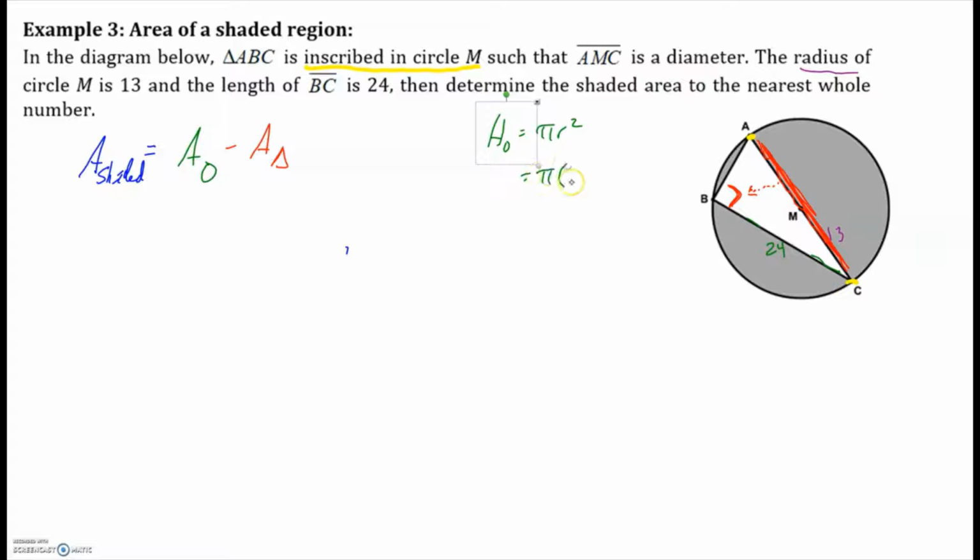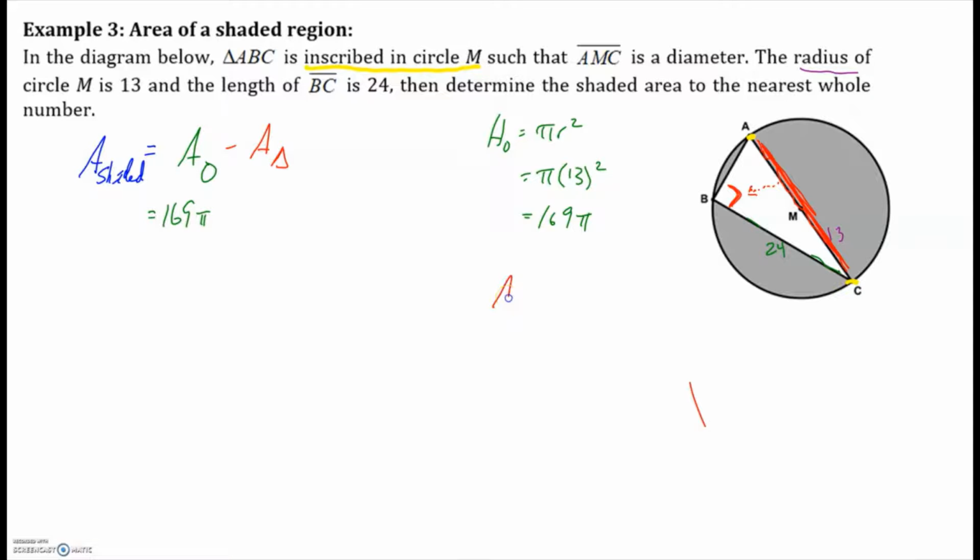So pi times the radius, which was 13. So that's going to be 13 squared, which is 169. So 169 pi. So that part was fine. No issues there. Again, I'm going to leave it in terms of pi. Even though they tell me to round, I'm going to do that at the very, very end.